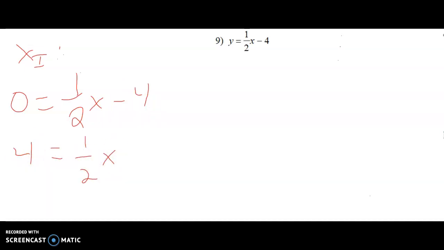Okay, so now I have to think about, I have 1/2 times x. How do I undo that? Well, I could divide by 1/2. But remember, dividing by 1/2 is the same as multiplying by the reciprocal. So I'm going to do that instead. That's a little bit easier.